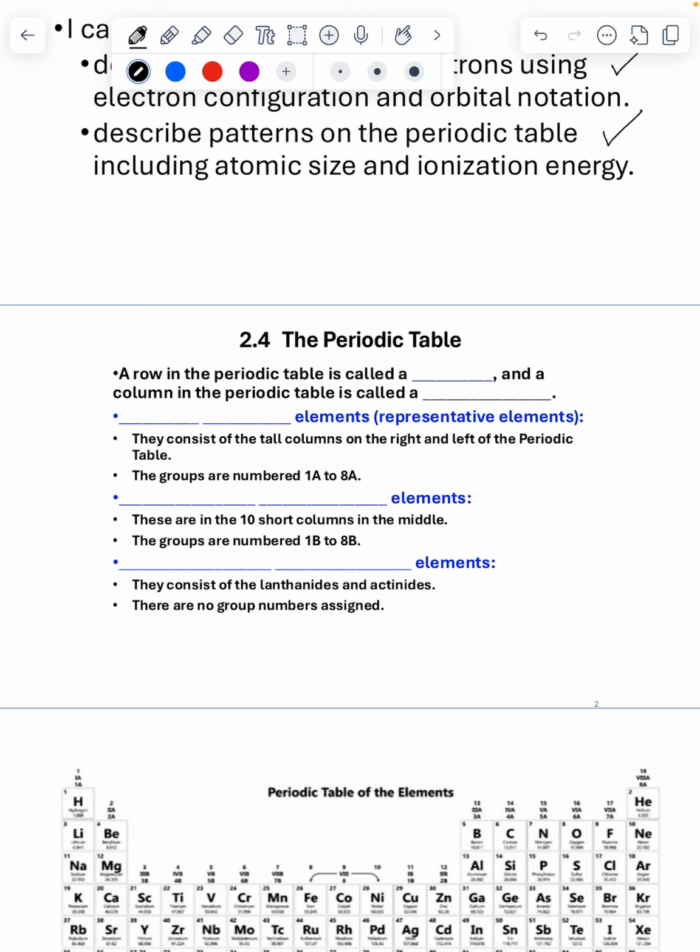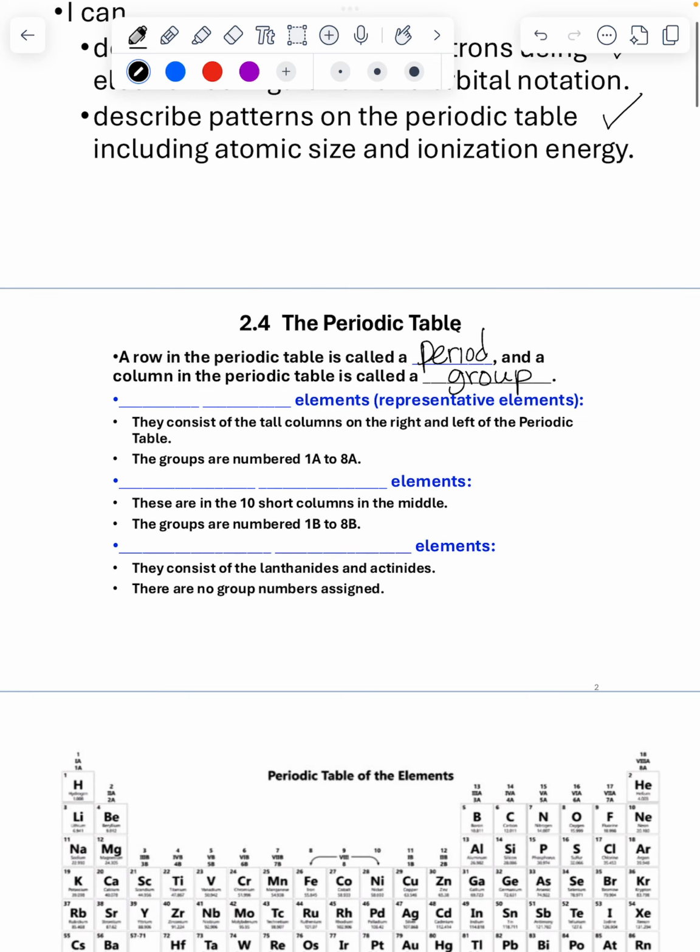The periodic table is arranged in rows, horizontal rows, and these rows are called periods. And there's also up and down vertical columns, and these are called groups. So we can talk about the periodic table in terms of the periods, the horizontal rows, or the groups, the vertical rows.